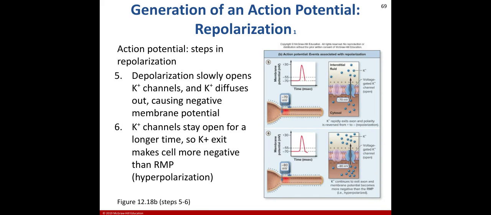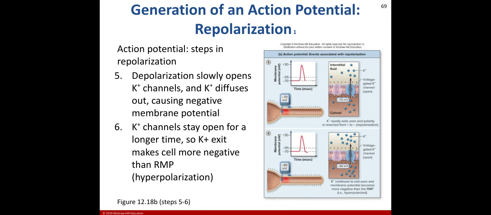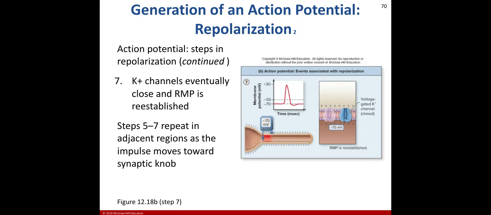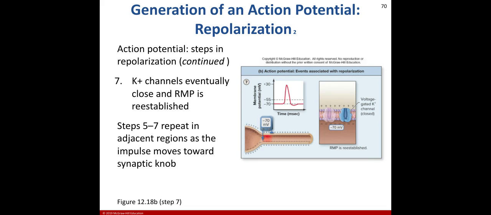Okay, step 5, repolarization happens more slowly because we open the potassium channels. Potassium diffuses out, and we are then going back to a more negative potential. Those potassium channels will stay open. So potassium exits, and then we go past our negative 70 resting potential, hyperpolarizing. Eventually, we will close those potassium channels and we go back to our negative 70 millivolts. And that repeats as you move down towards the synaptic knobs.